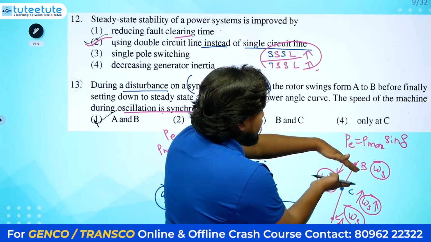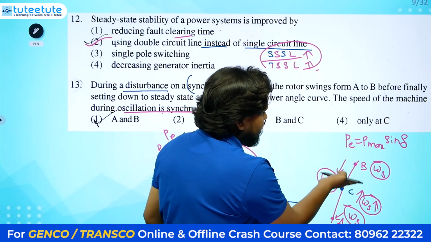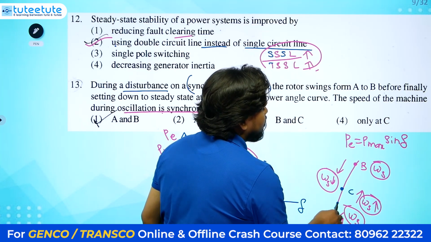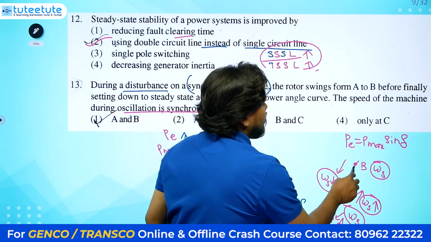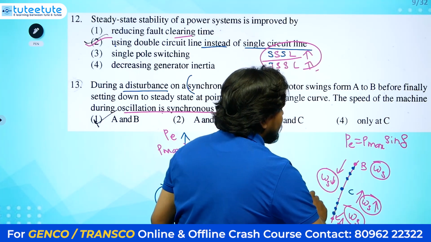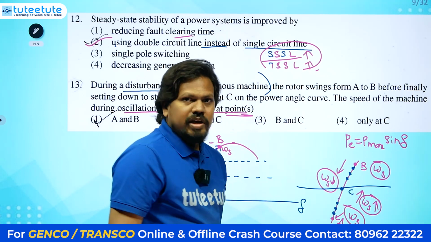Okay, so then slowly like this, continuously it will be swinging. A point will become A dash, A double dash, A triple dash, like this. The swing area will be decreased and finally it will be settling down here. Okay, so like that it will happen.